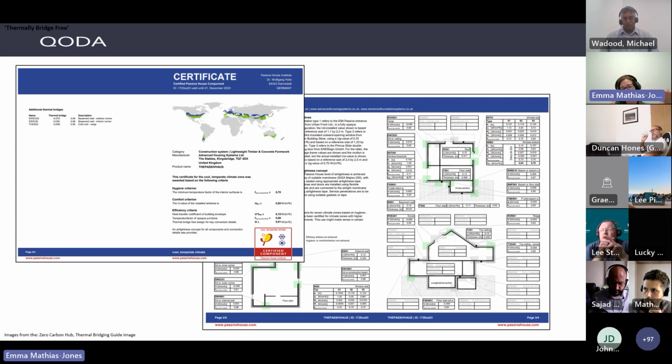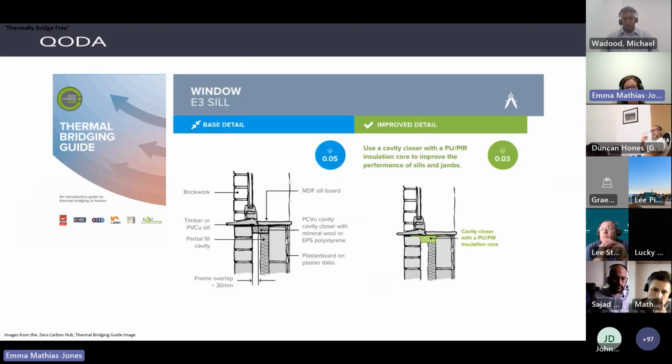Also, another resource if you need estimates for thermal bridges at early stage projects is the Passive House component database. For lots of timber frame systems, they've got lots of psi value calculations. So it's a good resource there. But if we look at, this is a window sill from the Zero Carbon Hub.